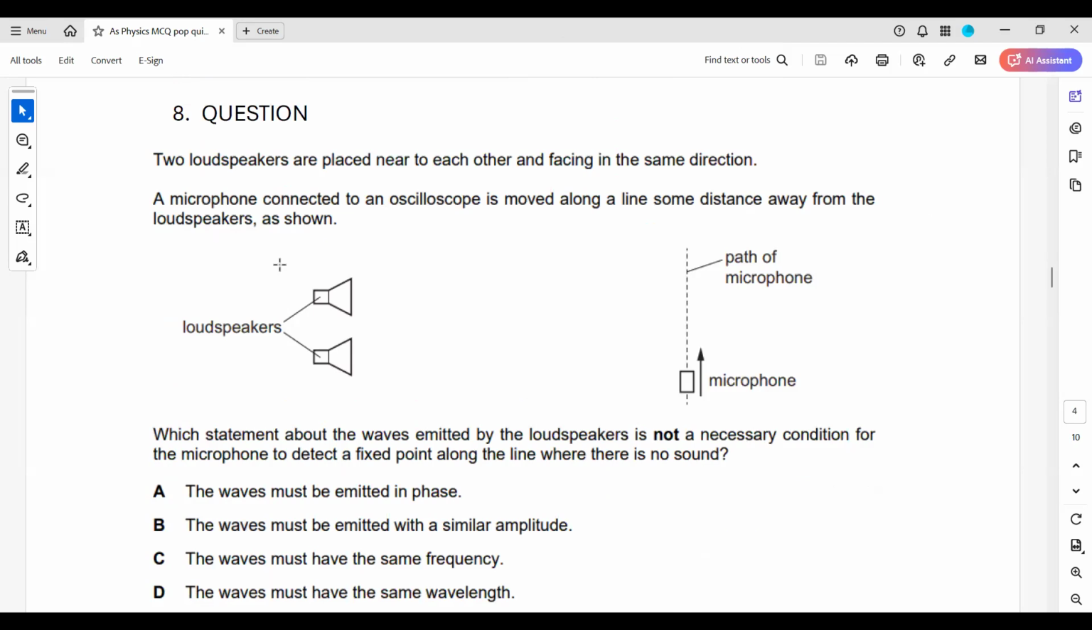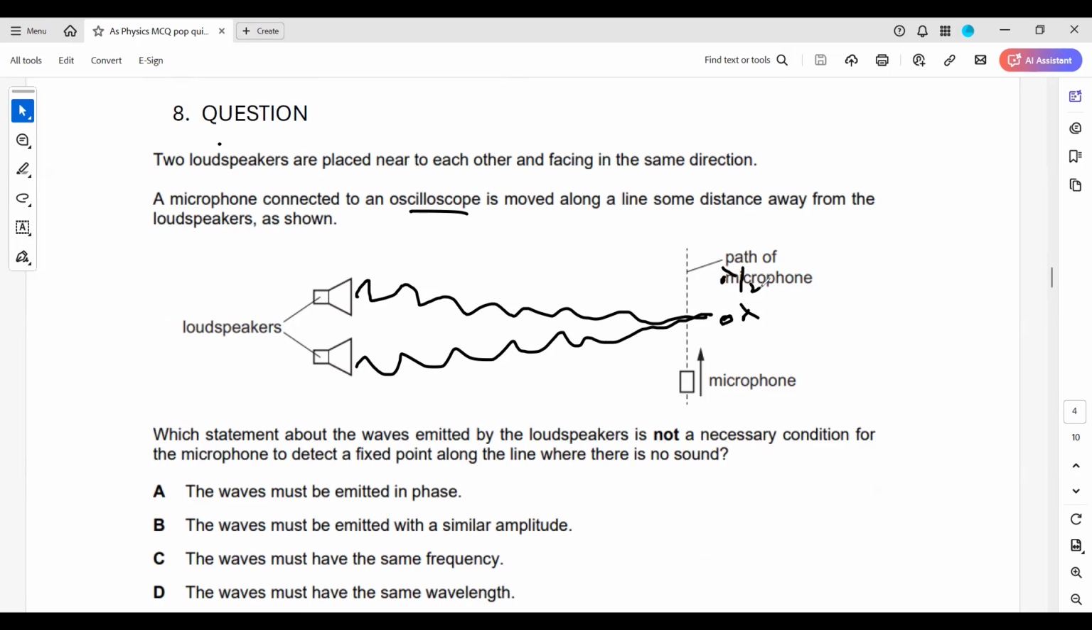in question 8, two loudspeakers are placed near to each other and facing in the same direction. A microphone connected to an oscilloscope is moved. It's like a diffraction pattern we observe, the waves from here and waves from here. If they have a constructive interference, the path difference will be zero wavelength, and we'll observe a maxima. Then if it is a destructive interference, the path difference will be half of the wavelength. Then again a constructive interference, we will observe a maxima. Then we'll have a minima, maxima, and so on.